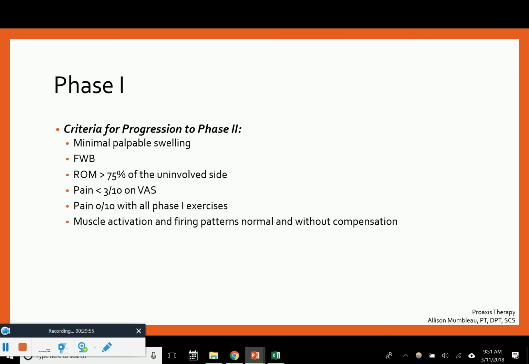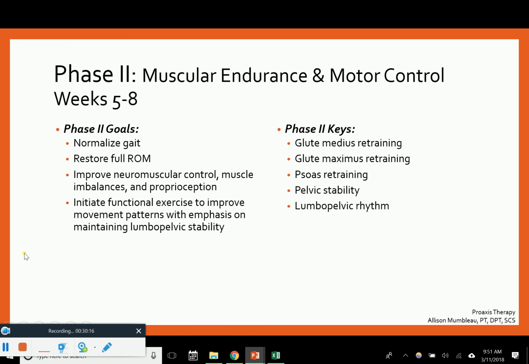Criteria for progression to phase 2. They want to have minimal palpable swelling. You want to progress them to full weight bearing. Their range of motion needs to be greater than 75% of the uninvolved side. Their pain has to be less than 3 out of 10 on the visual analog scale. Their pain is 0 out of 10 with all phase 1 exercises. And muscle activation and firing patterns are normal and without compensation.